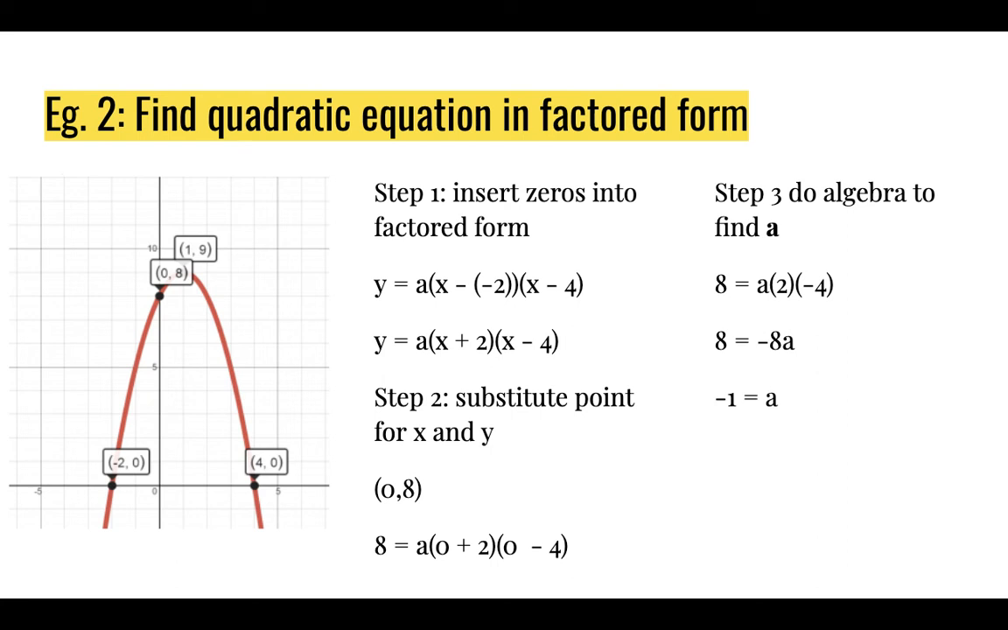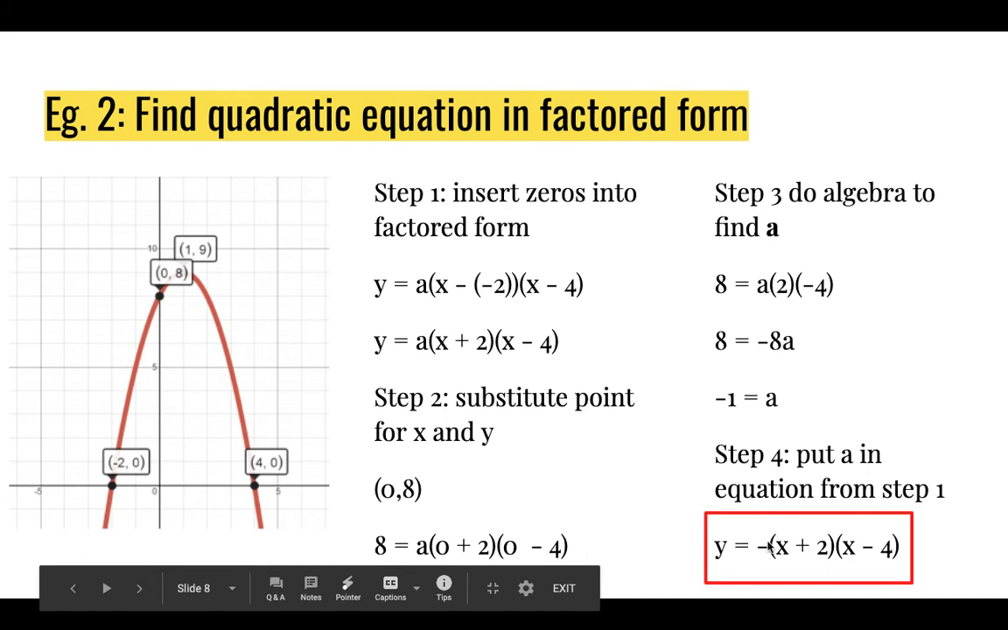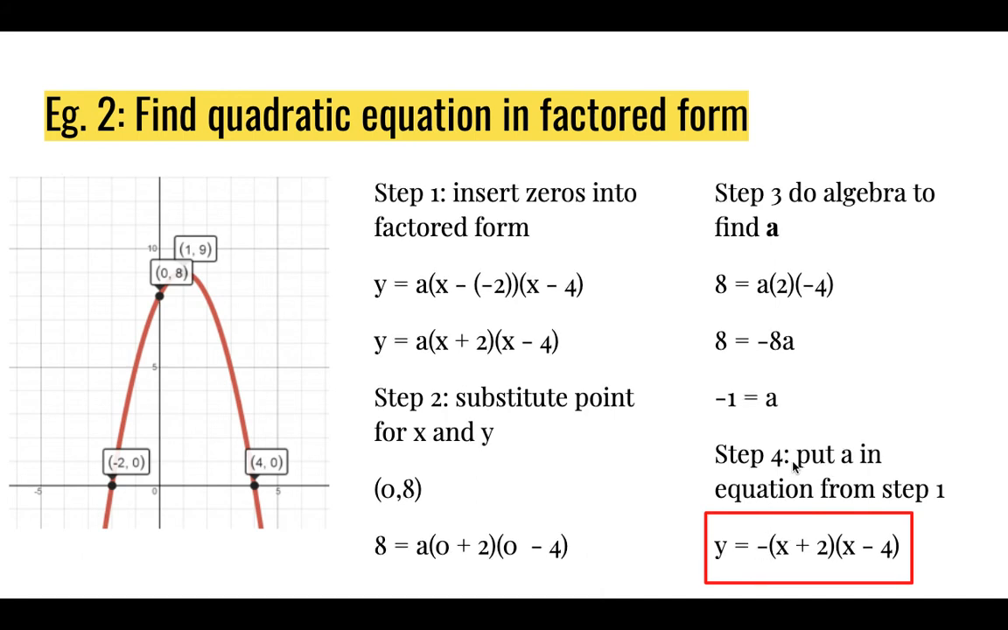Your final step is to put a back into the equation that you created in step 1 to get the final equation. So your final equation is y equals negative (x plus 2) times (x minus 4). Yes, you can put a 1 here. I just don't write the 1 if it's 1, if that makes sense. If you do put it there, it's not wrong.